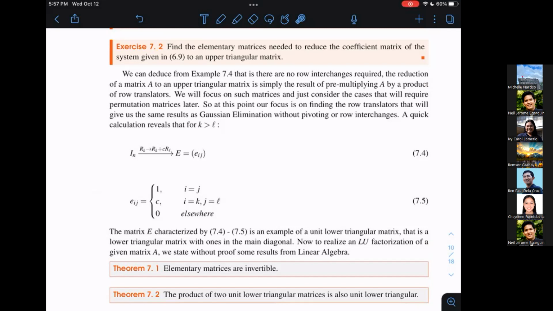Kasi kailan nga ba tayo nag-i-interchange ng rows pag nagre-reduced row echelon form? Tandaan nyo ba? Linear algebra. Alam ko may mga algebraists dito sa group eh. Magtatawag na ba ako? So, kailan tayo napipilitang mag-row interchange kapag nagano tayo? Pag nagre-reduced row echelon form. Tandaan nyo ba?